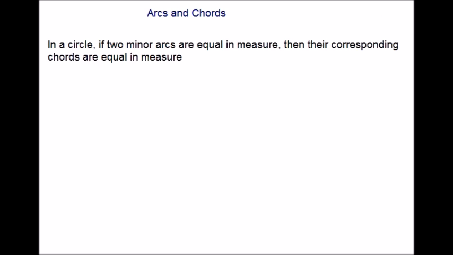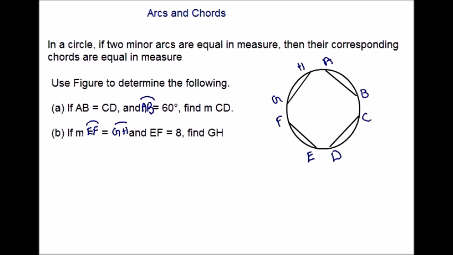Let me post the theorem first. The theorem states that in a circle, if two minor arcs are equal in measure, then the corresponding chords are equal in measure. Let me give you one example and see how it applies. Here is the example. Please look at this figure. Using this figure, you have to determine the measure of CD and GH.